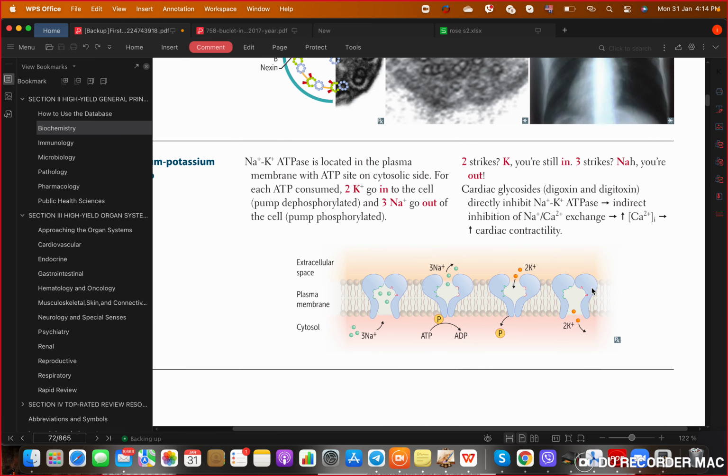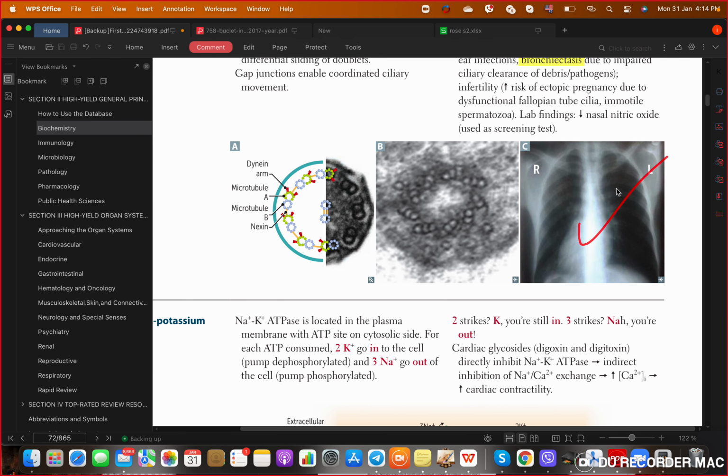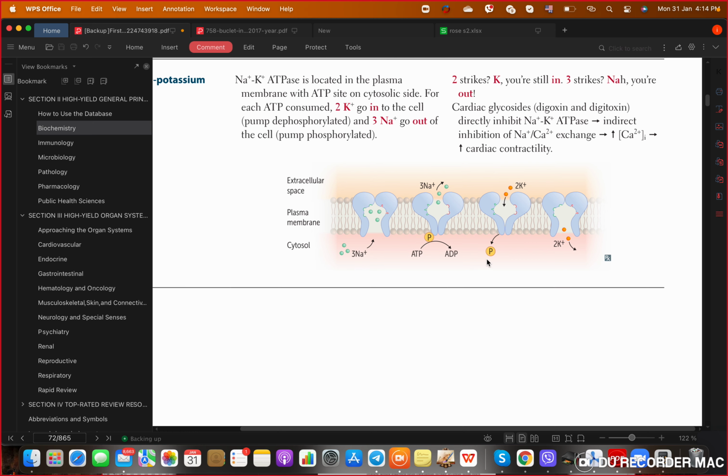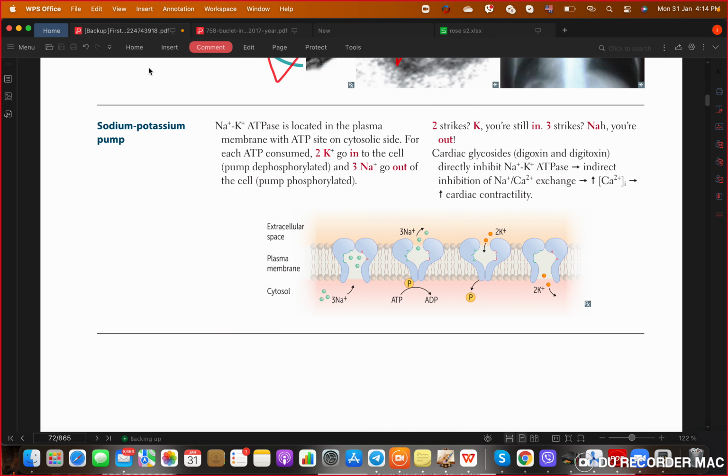So this is the cartilage, this is the base of the cilia, and this is the cilia itself. Sodium potassium pump. Can you tell me where did we hear about it before? We see it in the cardiomyocyte, where digoxin works on it. Any problem with that, indirectly it will block the sodium calcium exchanger, causing more contraction. Calcium induced calcium release.